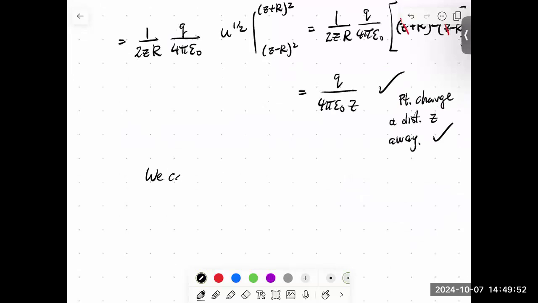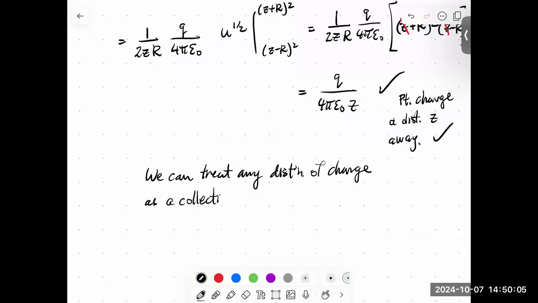So we can treat any distribution of charge as a collection of point charges that, well, obey the superposition principle.